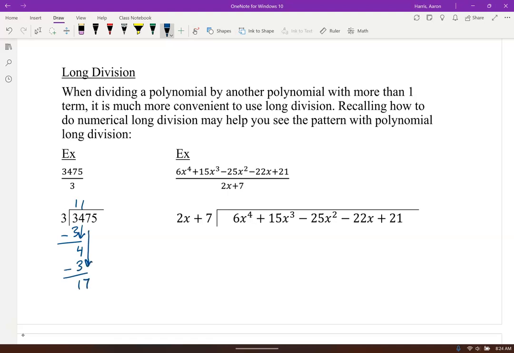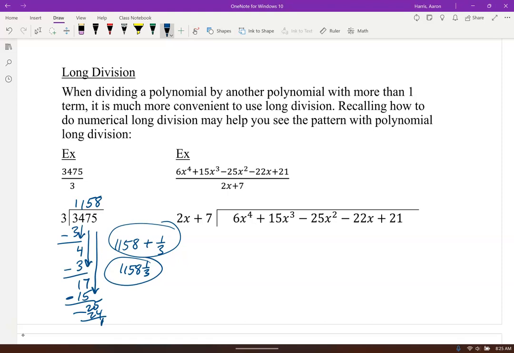Bring down the next term, 7. 3 goes into 17 5 times. 5 times 3, 15. Subtract that. 17 minus 15 is 2. Bring down the 5. 3 goes into 25 8 times. 8 times 3, 24. There's my remainder of 1. So my answer is 1158 plus 1/3. But we write it as a mixed number, 1158 and 1/3. But these are the same thing. All right? So that's how we're going to go about the long division with the polynomials.